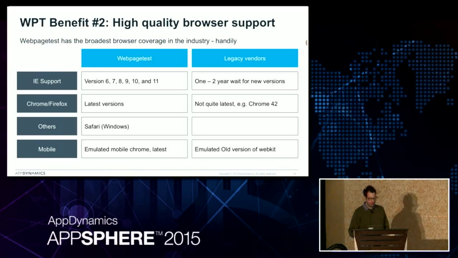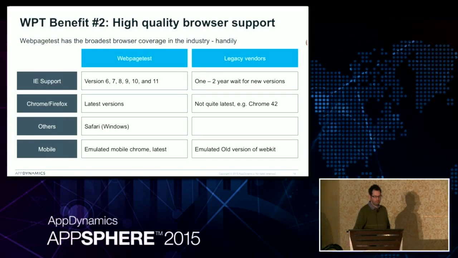WebPageTest has other benefits, though. Remember, we said we wanted to have really high-quality browser support. As you see on the left here, WebPageTest supports pretty much every version of IE that's been commercially released. It's got the latest versions of Firefox. It even has some wacky stuff like Safari on Windows. And then it has this cool mobile Chrome feature that's in beta that we've been testing and evaluating as well. So WebPageTest has you covered if there's a browser type you want.